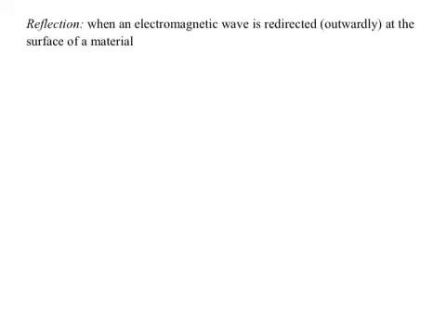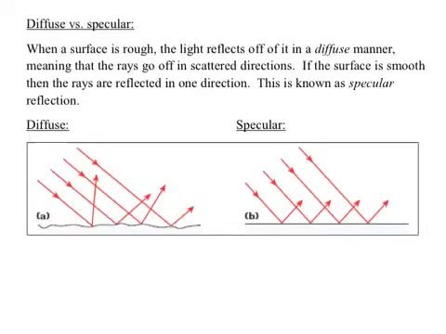First, we'll start with our definition of reflection, which is when an electromagnetic wave is redirected outwardly at the surface of a material. And you've seen this before with light, if you've ever seen light shine off the surface of water when it reflects off, or when you see a reflection in a mirror. But let's take a look at two different types of reflection. First, diffuse, and then specular.